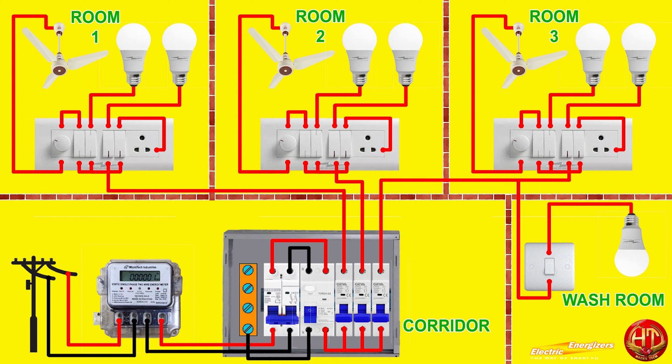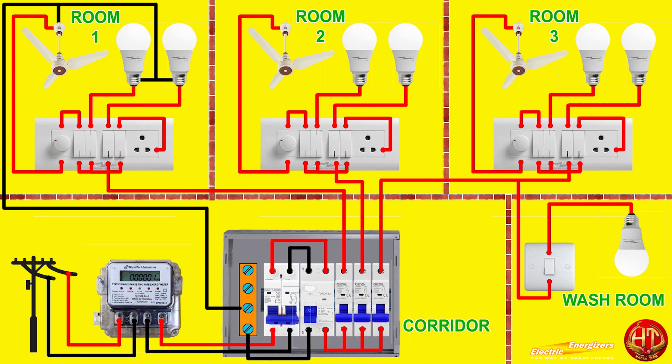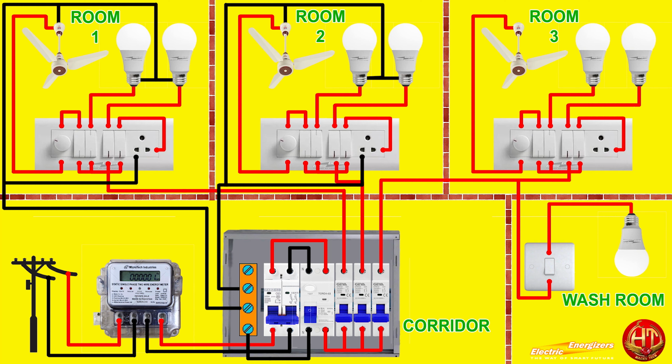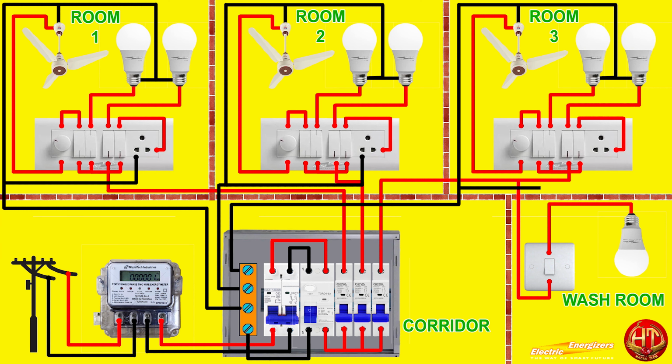Now we need to give neutral supply to each room. So first I took a neutral wire from the neutral bus bar and directly connected it with both lights and the fan, and then gave neutral supply to the socket directly from this wire. And similarly, we do the same connection for supplying neutral to room 2 and room 3. And then I give neutral supply to the washroom light directly from the incoming neutral supply wire of room 3. Now the home wiring is complete.